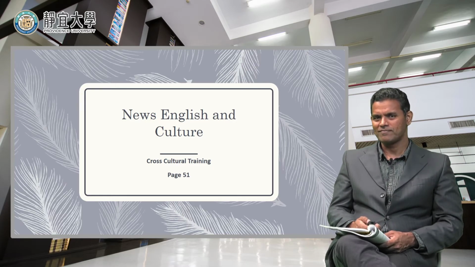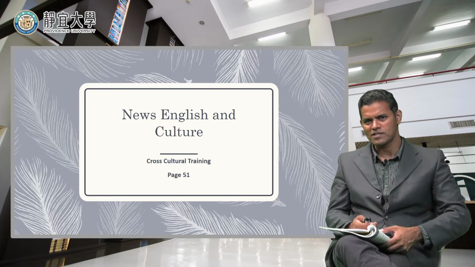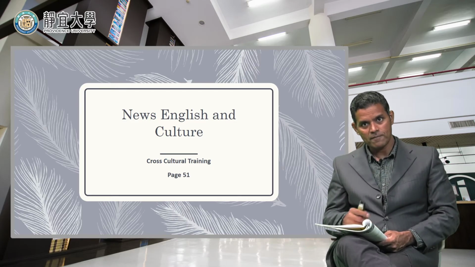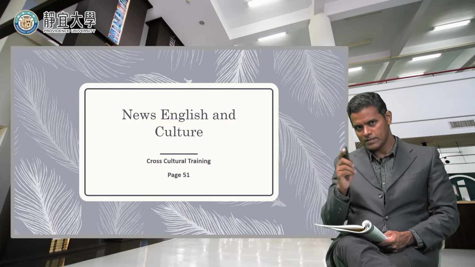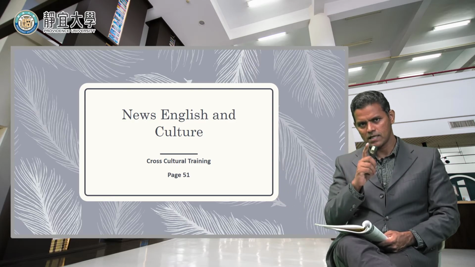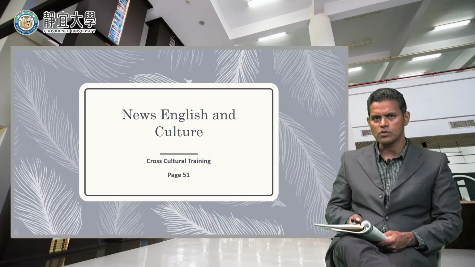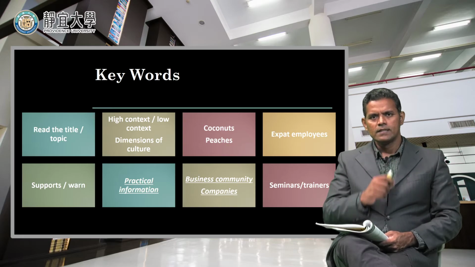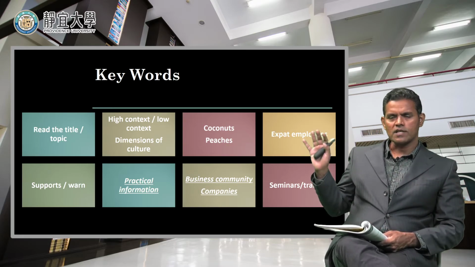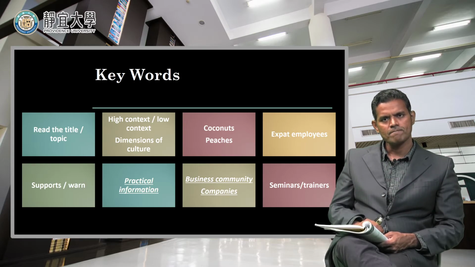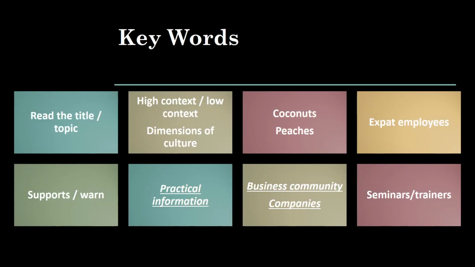Yeah. So keywords again. Now let's get back to the keywords. What I want you to do is go through all the paragraphs, and pause this video, take a couple of minutes, quickly go through the paragraphs, underline the keywords, and let me show you the keywords. Okay, here we go. The first one you already know. The second one, again, you know it. I just talked about it. And the third one is this. Can you find here the keywords coconut and peaches, and then the expat employees?